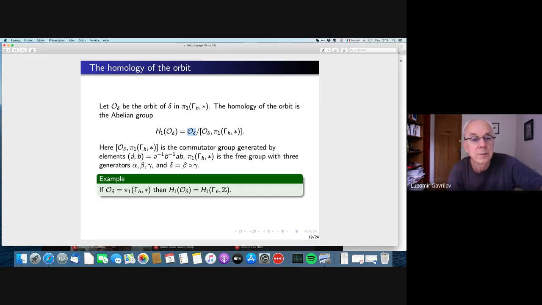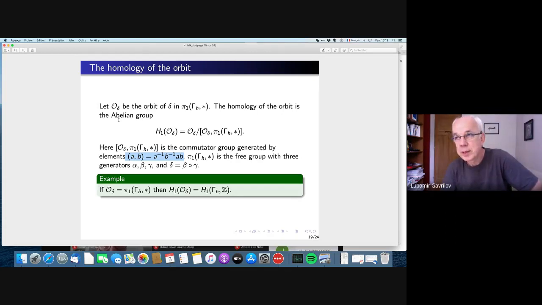What's a commutator? I hope that you know what it is, but here is the definition. For two loops, call them A and B, or two letters, two elements of a free group: A to the power minus 1, B to the power minus 1, AB. Of course, if the group is commutative, it will give the identity element. Okay, so there is one example that everybody knows.